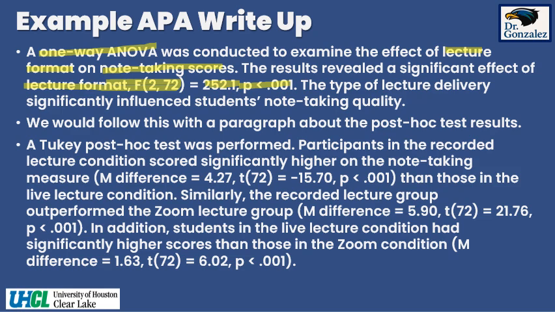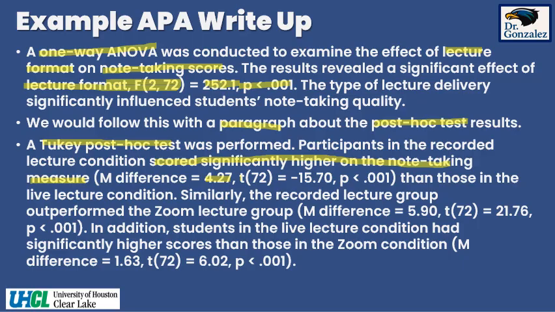You could also change that and say the type of lecture delivery significantly influenced the note-taking quality from students, whatever. Then you would follow up with a paragraph telling you about the post hoc tests because I need to know where those differences were, right? So a Tukey post hoc test was performed. Participants in the recorded lecture scored significantly higher on the note-taking measure, and we report the mean difference. So the mean difference was 4.27.